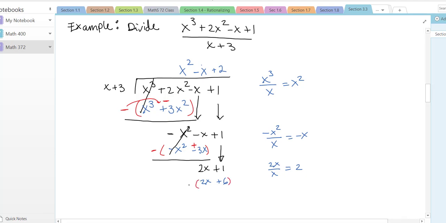And as always, with long division, you subtract. And the main thing here is that you're really careful to not forget to distribute that negative. So negative 2x, those cancel, and negative times a positive becomes negative 6. And so 1 minus 6 is negative 5. And so this is our remainder.